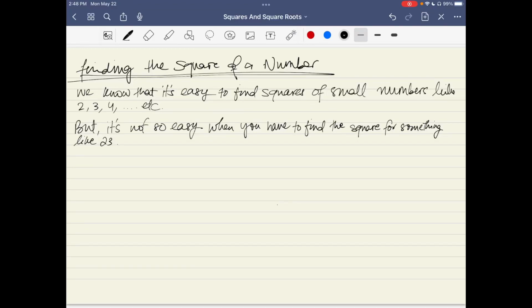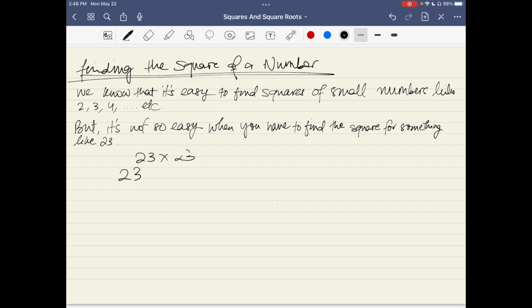In today's video, we will be continuing with the topic squares and square roots. In today's video, we will be talking about finding the square of a number. So we know it's easy to find squares of small numbers like 2, 3, 4, 5, 6, etc. But it's not so easy when you have to find the square of something like 23, right? Because it's 23 times 23. Now, what can we do with 23?